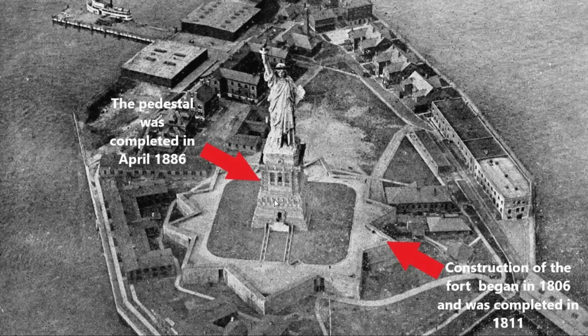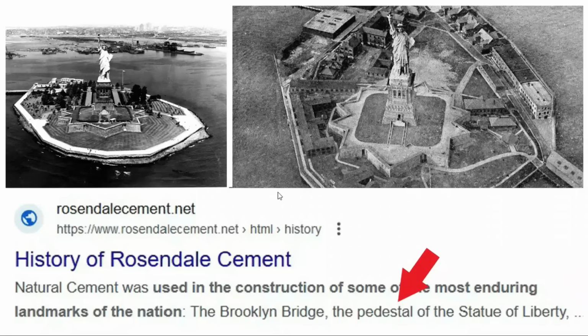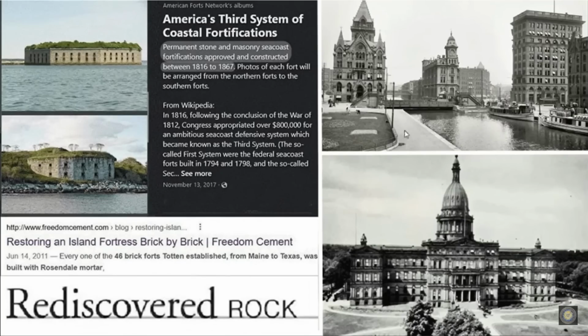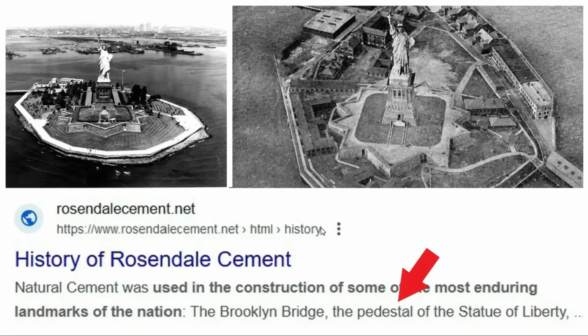And what is also of note about this pedestal is it was constructed in part, one of the building materials was this type of cement referred to as natural cement or Rosendale cement, the location in New York State where it came from. And this cement can be found to have been used with the Brooklyn Bridge, and as mentioned, this pedestal. And this type of cement is associated with a lot of the structures that people are questioning in North America, largely from the 1800s. It turns out a lot of them were using this cement.